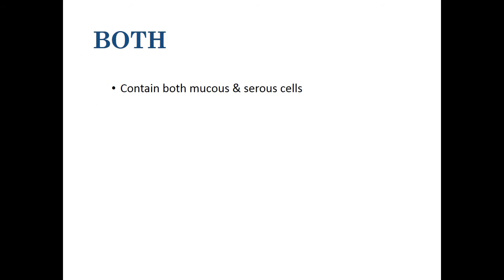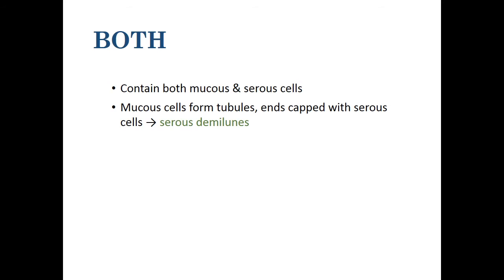Combination gland will contain both mucous and serous cells. This means they will share the same characteristics with mucous and serous gland. However, combination gland will have serous demilunes. Mucous cells will form tubules. The end will be capped with serous cells. This will form a crescent-shaped structure called serous demilunes.